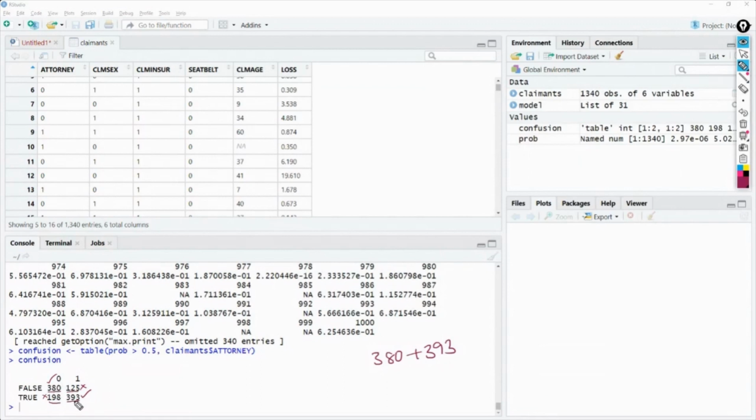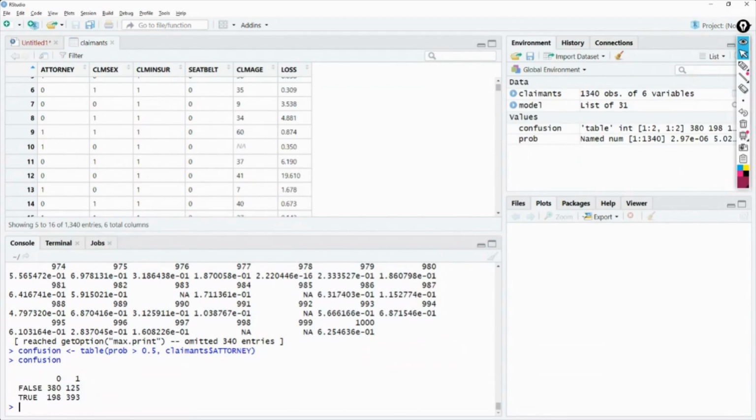So this diagonal, 130, 380 and 393, this diagonal is a right prediction. This is the incorrect prediction. If you want to know the accuracy, you just need to add these numbers divided by the total count. Add those numbers divided by the total count.